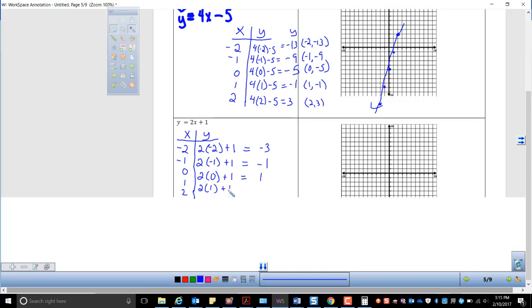Then I'm going to put in 1. 2 times 1 is 2, plus 1 is 3. And then I'm going to put in 2. 2 times 2 is 4, plus 1 is 5. So my ordered pairs are (-2, -3), (-1, -1), (0, 1), (1, 3), (2, 5). So I graph them. And then you're going to connect them. When you graph, they should make a straight line.